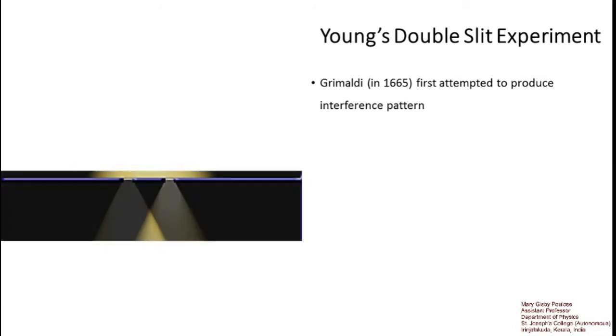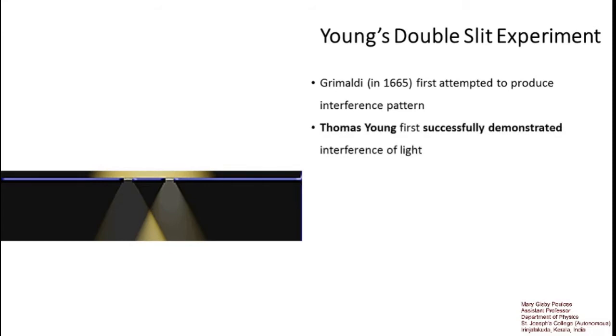Now let us see how the Young's double slit experiment was developed. In 1665, it was Grimaldi who first attempted to produce an interference pattern. What he did was, he allowed sunlight to pass through two slits. Okay, so he produced two beams from sunlight and allowed those beams to interfere. But he did not view any interference pattern. Okay.